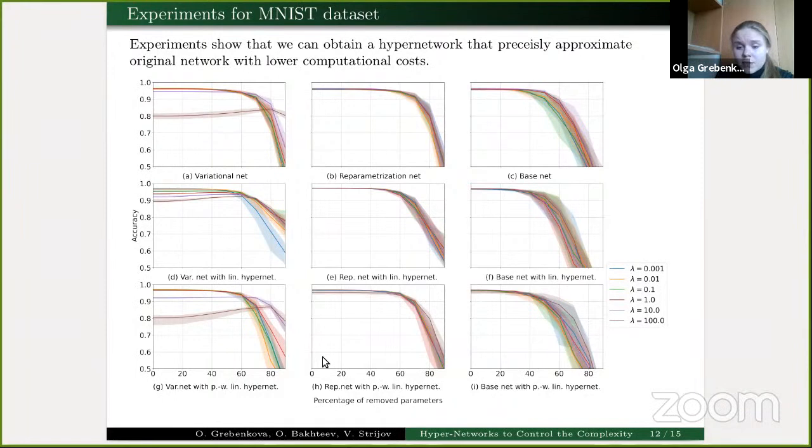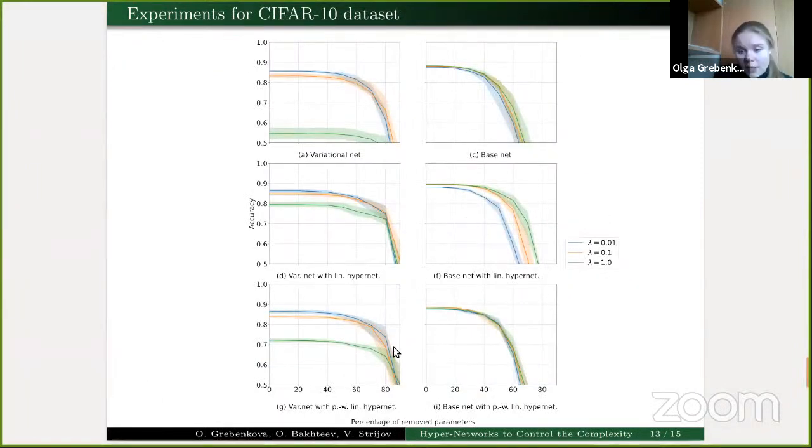The same experiment was carried out for the CIFAR-10 dataset. The results are on the slide. We have the same great results. Variational methods allow us to delete approximately 60% of the parameters in contrast to the BaseNet, where we can delete only 40% of our parameters.